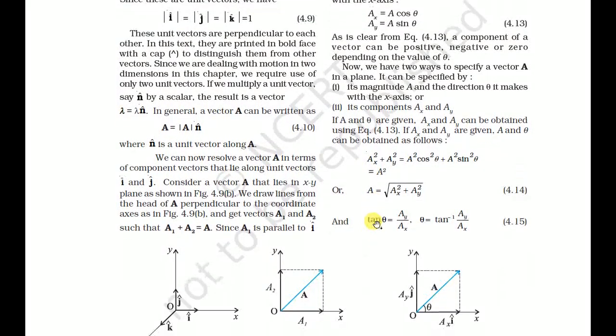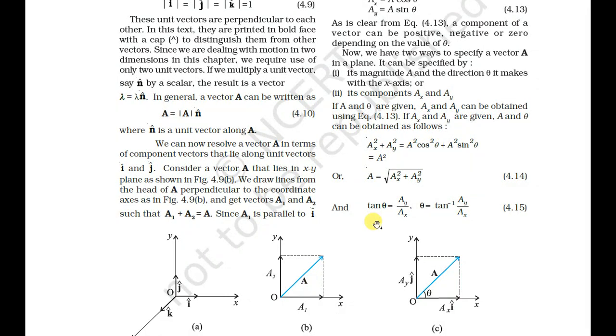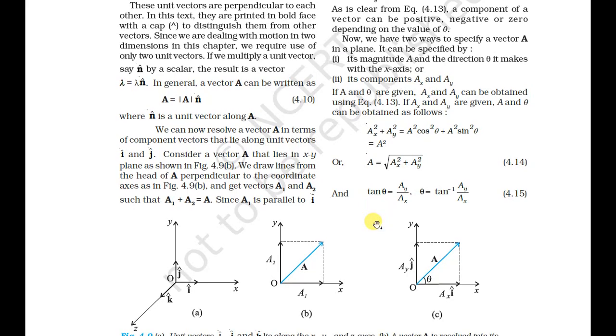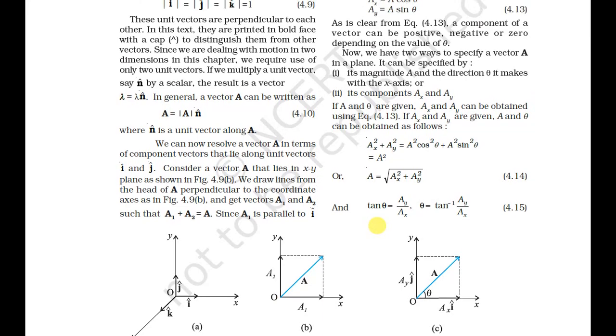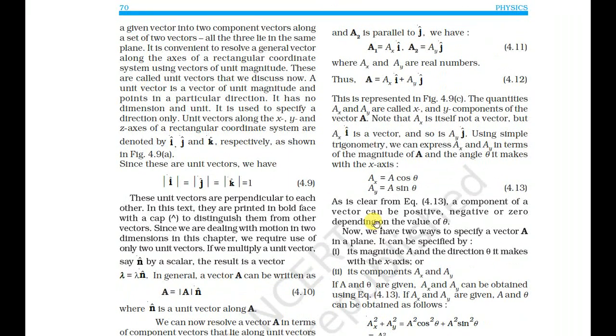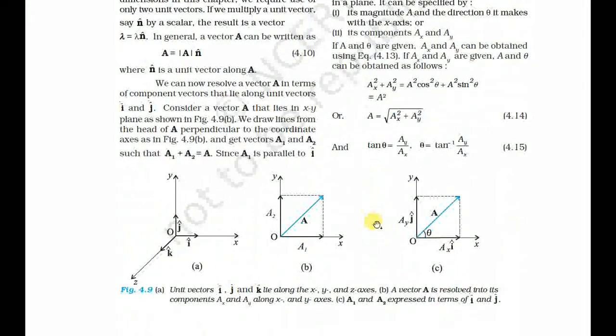Now see here, there are the vectors i, j, and k. Let the head of A be perpendicular to the coordinate axes in figure 4.9b. So see here, A1 plus A2 equals A, since A1 is parallel to i and A2 is parallel to j. So A1 equals Ax i cap and A2 equals Ay j cap, where Ax and Ay are real numbers. So A equals Ax i cap plus Ay j cap. This is represented in figure c.